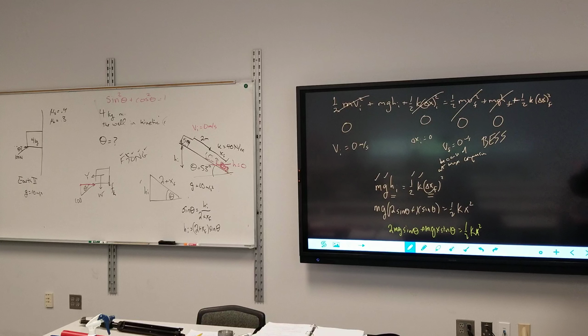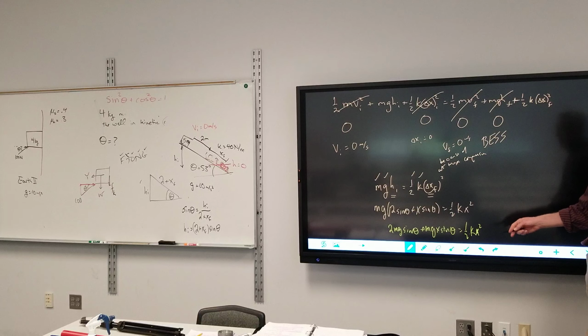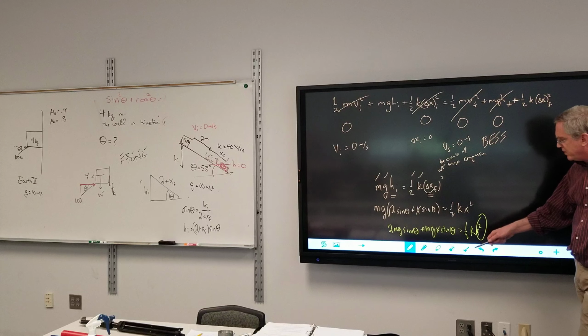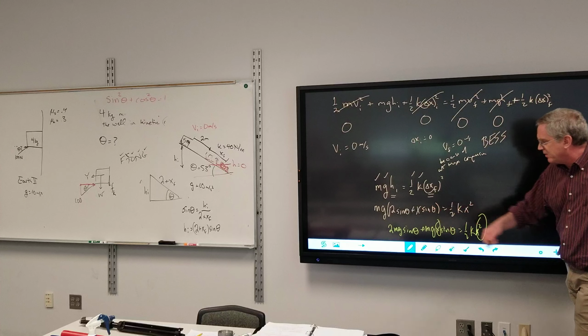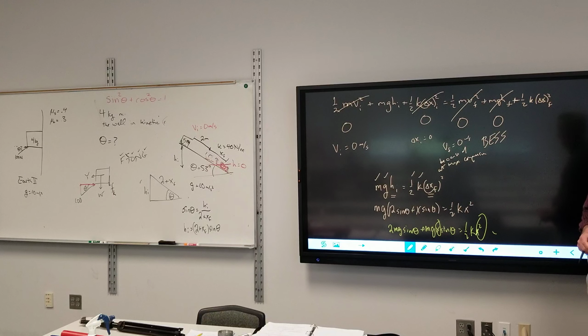This is for you quadratic formula fans. So now it's just a matter of solving for that. It is a quadratic because I'm trying to find x, that's my unknown right there. I've got an x squared term, an x term, and my constant term. I can put everything in standard form. So I have 1/2 kx squared minus mg sine theta x minus 2mg sine theta equals 0.